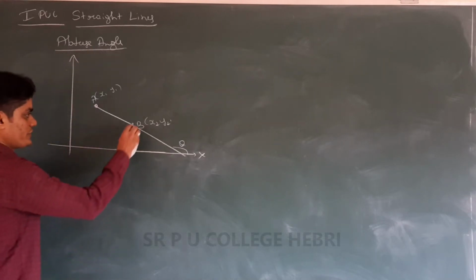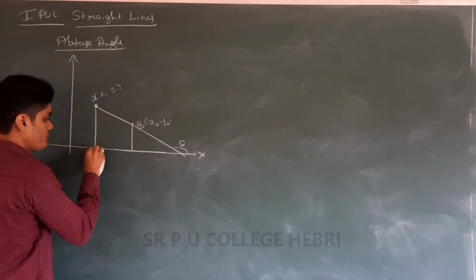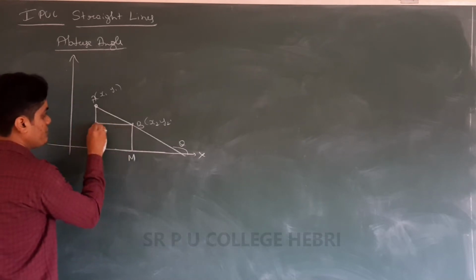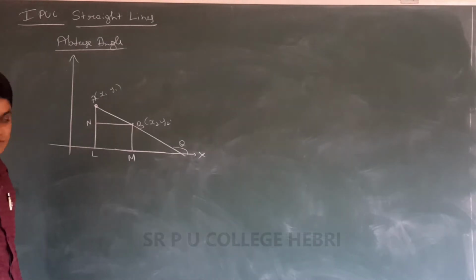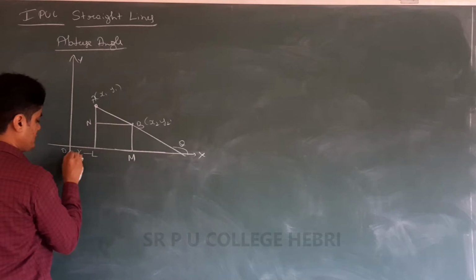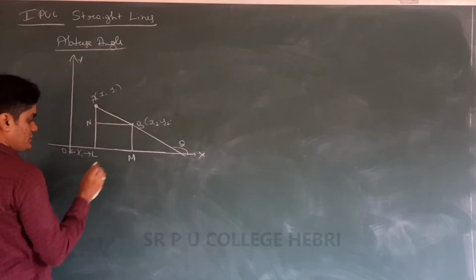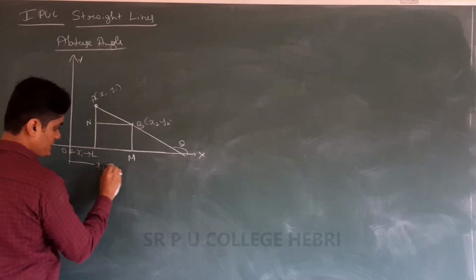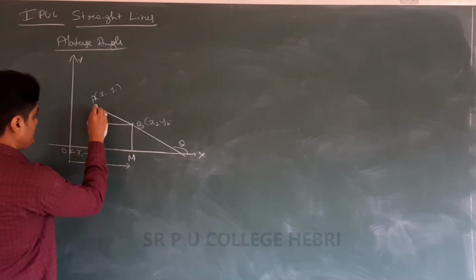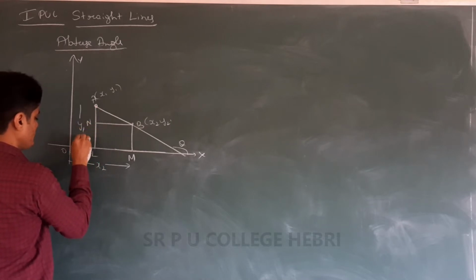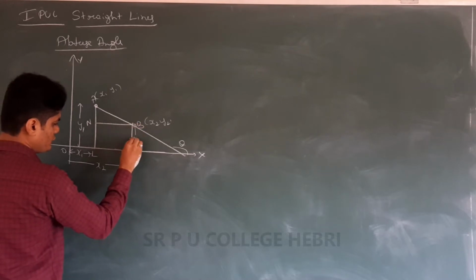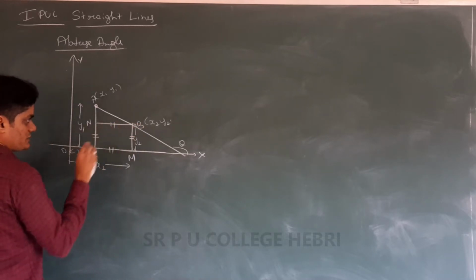The construction I am not going to write. You should follow the same construction. Maybe you remember AL, BM, then BN. This is the y-axis. This distance is x1, because it is the x coordinate of this point. This will be x2. This will be y1, the y coordinate of the point. This will be y2, and this is equal to this.